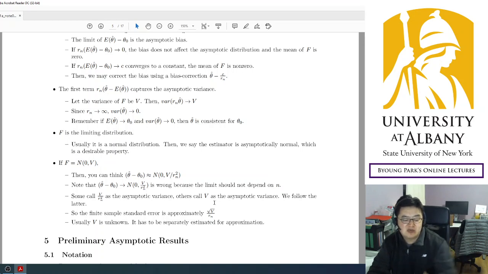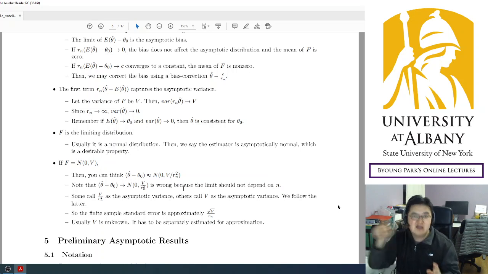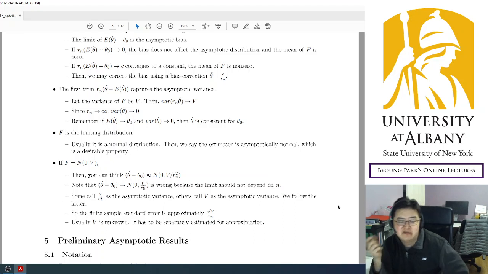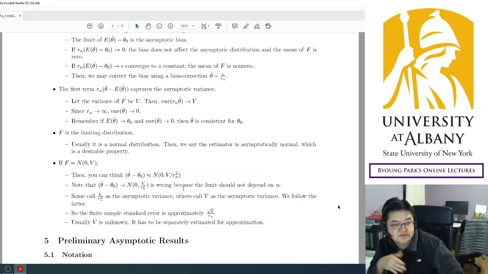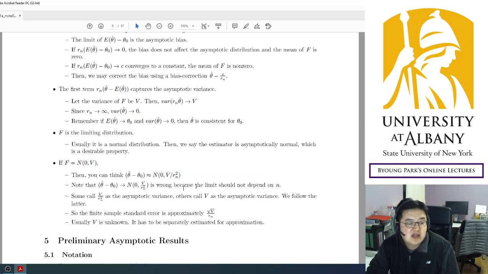So you cannot say, for example, when I ask you what is the limit of 1 over n, that the limit is 1 over n. That is not right. The limit is 0 because n converges to infinity. So if your answer involves n, it is wrong. So the limit cannot depend on n. Remember that.